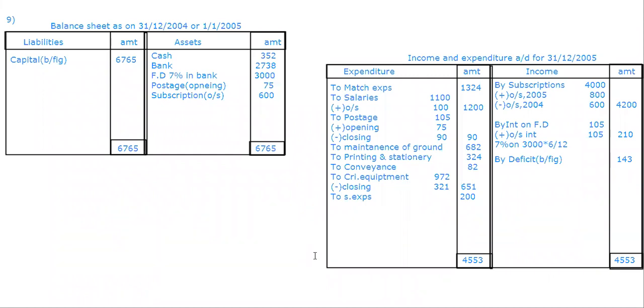Take a screenshot. I'm going to move on to the next and last one, the balance sheet.